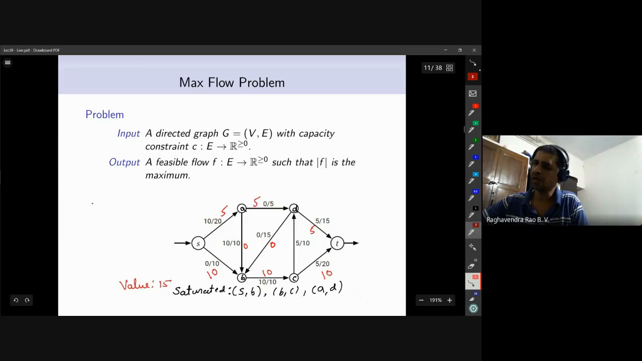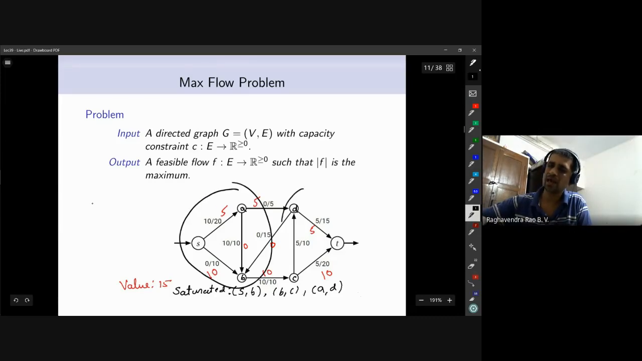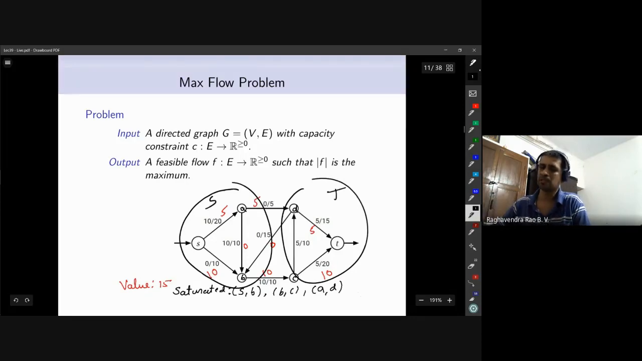A cut is nothing but a partition of the vertices. An ST cut is a partition such that S and T are in two different parts. So this is S, this is T. This is an example ST cut. Now the weight of the cut is nothing but the edges across. Since we are interested in flow from S to T, we will be looking at S to T cuts.